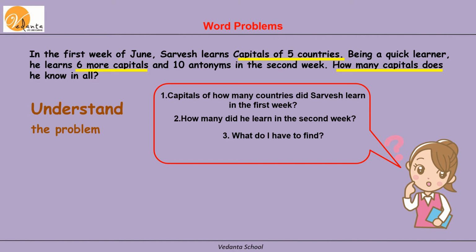And the last, another important question is, what information is not useful? You cannot simply look at the numbers 5, 6, 10 and think I'll have to do something with these numbers. No. There might be some information that is not useful. What is not useful? 10 antonyms is not useful because why? In the third question, you decided what you have to find. We decided we have to find the total number of capitals. Then, is the number of antonyms which he learned useful? No, that's not useful. So I have crossed it out. Now you understood the problem clearly, right?